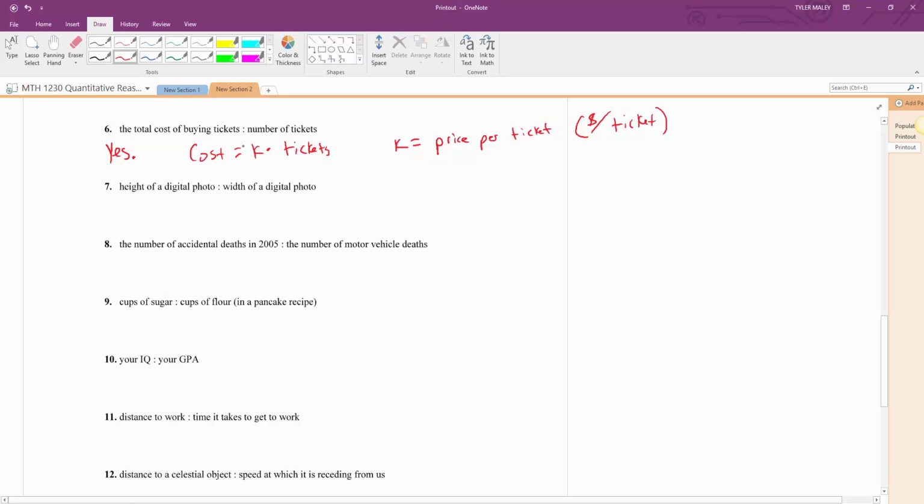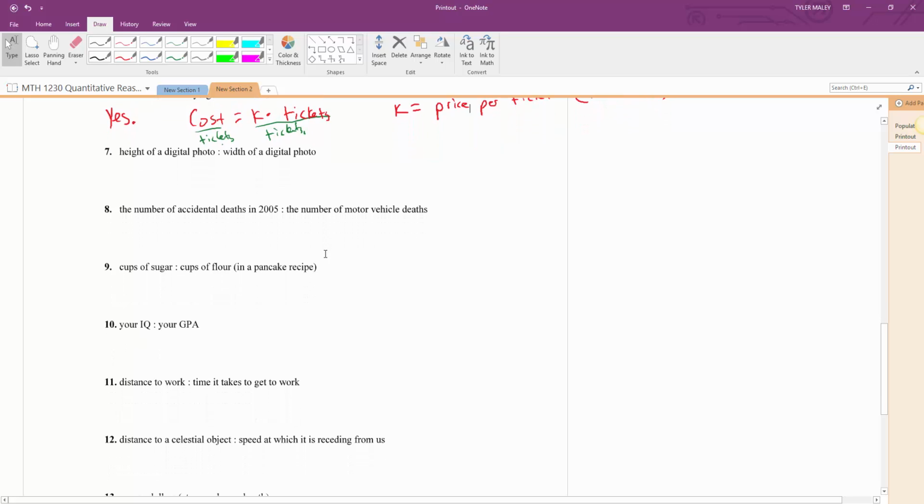Right? So if we don't see that directly, if I solve for K, I would need to divide both sides by tickets. So now you can see it's cost by ticket, right? So price per ticket. And cost is represented in dollars, and tickets, the unit, are the number of tickets, right? Good. So number 7 says the height of a digital photo to the width of a digital photo, right?